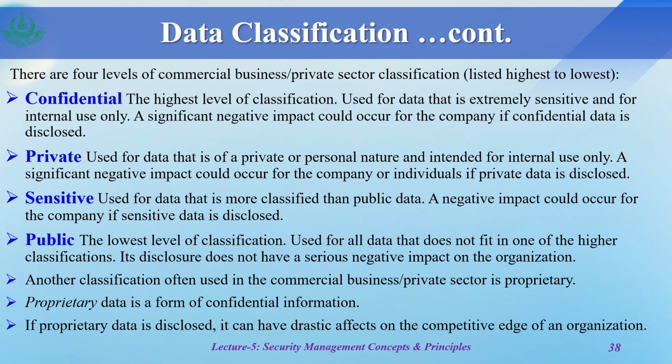Third is sensitive, used for data that is more classified than public data. A negative impact could occur for the company if sensitive data is disclosed. Fourth is public, the lowest level of classification, used for all data that doesn't fit in one of the higher classification levels and whose disclosure doesn't have any serious negative impact on the organization.